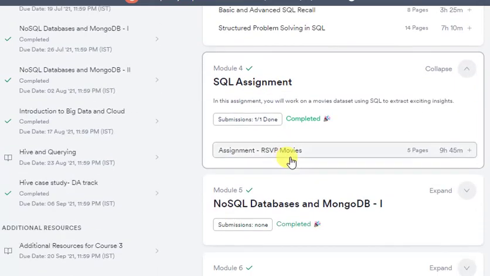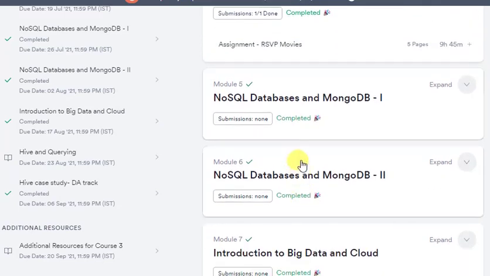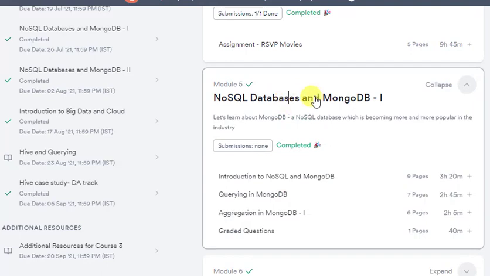Then SQL assignment. Okay, this is a movies assignment. In this assignment, RSVP is a movie creator, and the creators wanted to go global. So they wanted to publish a movie in foreign countries. So they asked us to recommend which director and which production company we need to collaborate with, and other things. So we have solved it and given it to them.